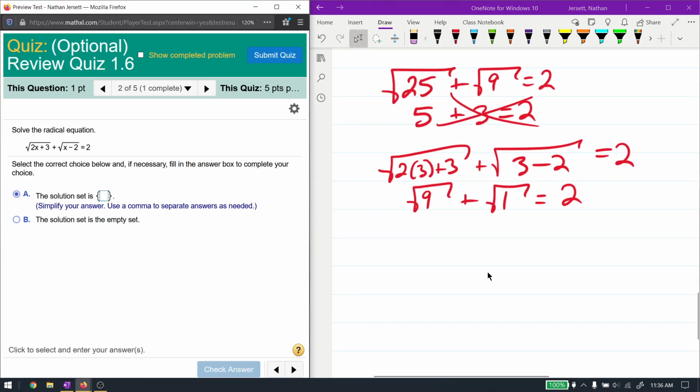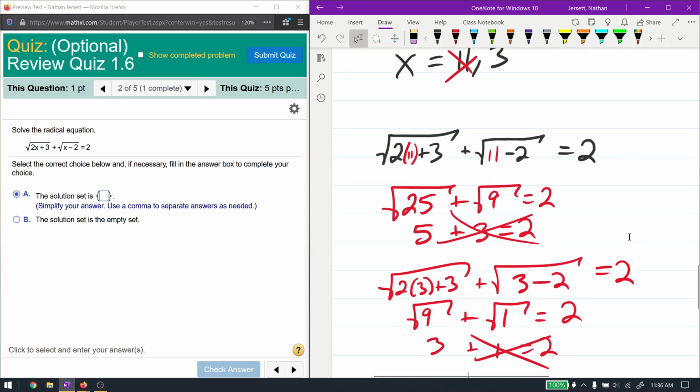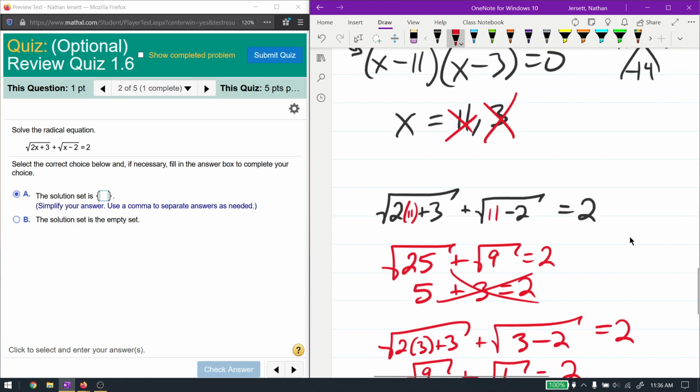The reason why I checked that is because the square root of 9 is 3, and the square root of 1 is 1. And 3 plus 1 does not equal 2, which means that this answer is also incorrect. Both of them do not give us a true solution. So what this means is that we don't have any solution, and therefore the solution set is the empty set. In other words, there is no solution in the solution set.